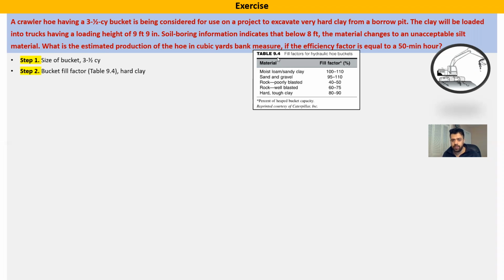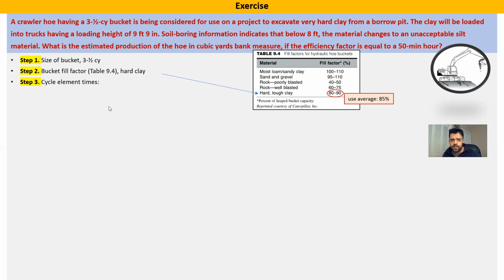That table is table 9.4. To use that, you should know the type of materials. The type of materials is given as very hard clay. So you could fill this bucket between 80 to 90% of its capacity. We could use the average of 85% for the fill factor, because if you remember the formula, fill factor was one of the things we need to use. So far we have one element of the formula, which is 85%.